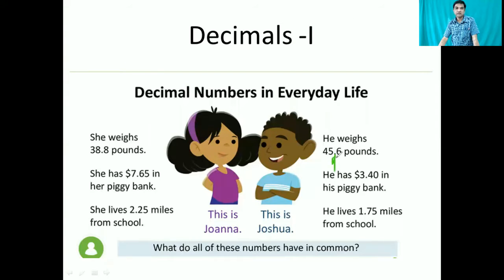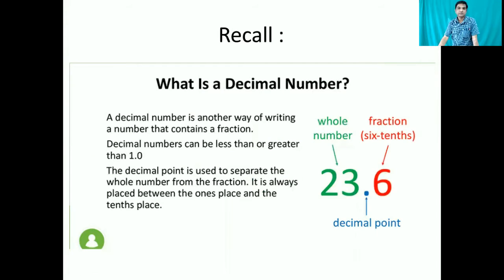Now we have seen what is meant by decimal numbers. We find the use of decimal numbers in day-to-day life when writing rupees and paisa separately. We have seen this in the fourth standard. So let us see how a decimal number is formed. What are the different components of a decimal number?